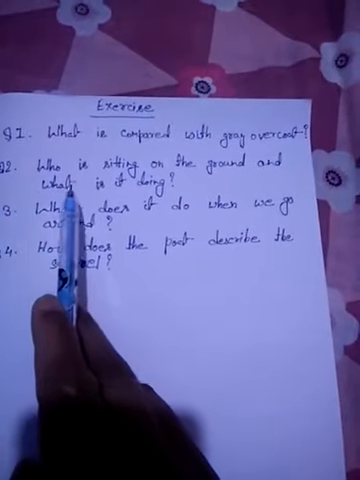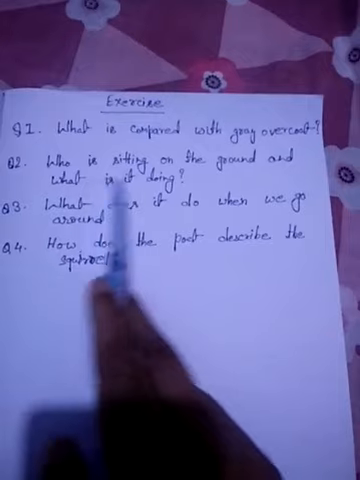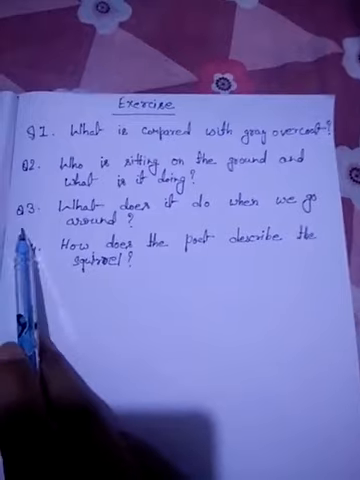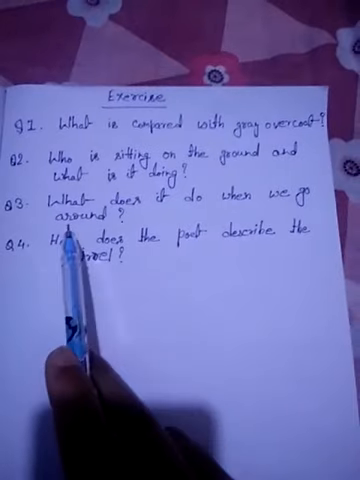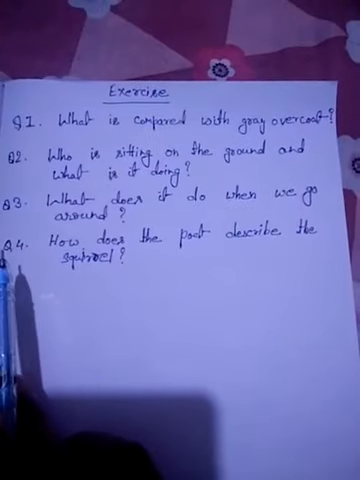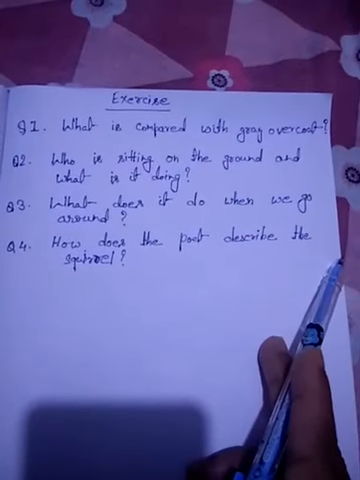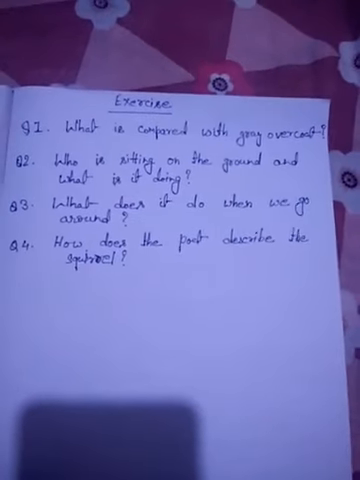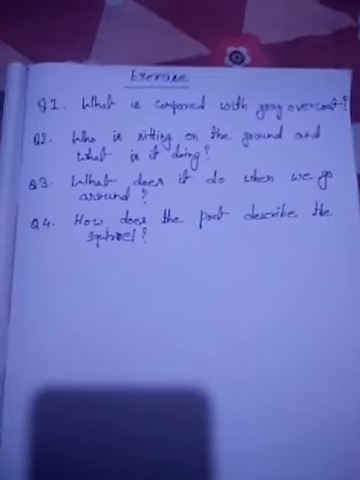The next question is, who is sitting on the ground and what is it doing? The third question is, what does it do when we go around? The fourth and last question is, how does the poet describe the squirrel in the poem? So answer these questions and show me in the time you are provided.